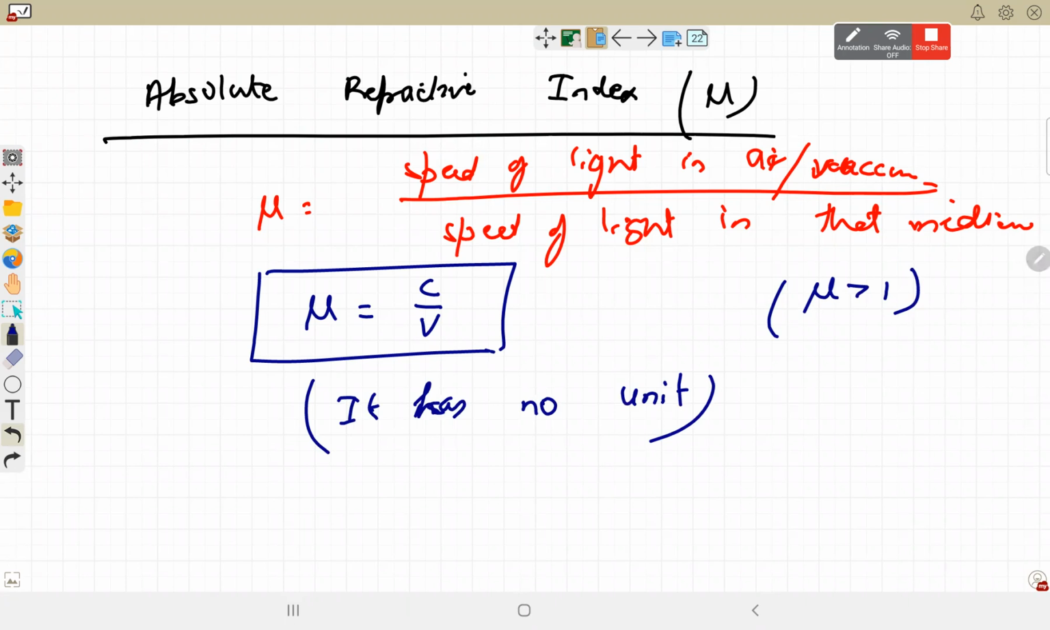It also gives the idea about how many times faster or slower the light is moving in any medium with respect to vacuum. Right, so we'll continue from here next class.